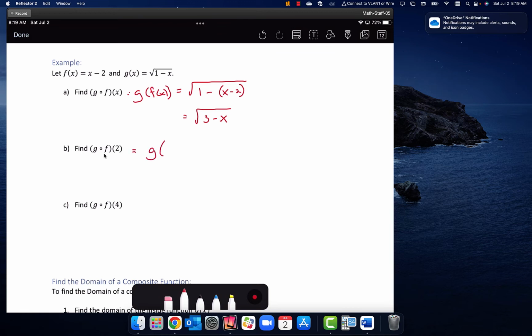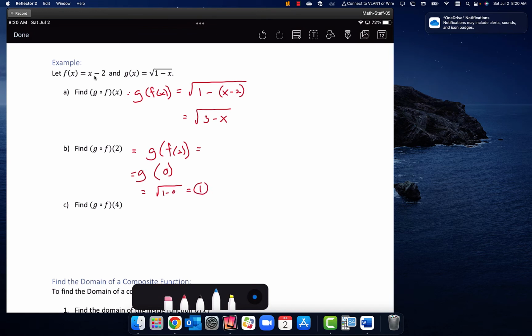Again, if you want, you can rewrite it as g of f of 2. You don't have to, but sometimes it's helpful. Now again, here you have options. You can do it one of two ways. We could first figure out what f of 2 is. So f of 2, if we plug 2 into the f function, we get 0. And now we can evaluate g of 0. Well, g is the square root of 1 minus 0. We get square root of 1, which is 1.